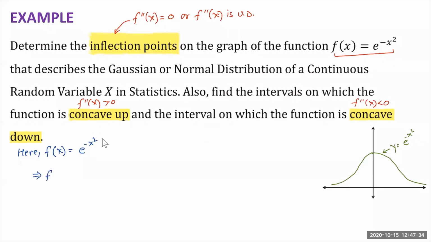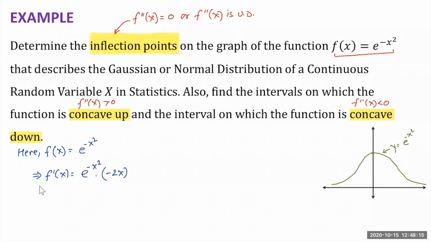So if you use the chain rule, the derivative will be, okay, f prime x equal to the derivative of the outside function, exponential function, is e to the whatever is there inside. And then we multiply by the derivative of inside function. Derivative of negative x squared is, by using the power rule, 2 will come in front and we reduce the power by 1. So that will be negative 2x. So that is my first derivative. First derivative is f prime of x equal to e to the negative x squared times negative 2x.